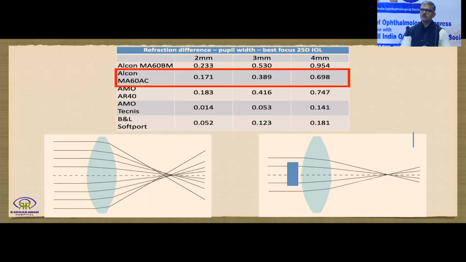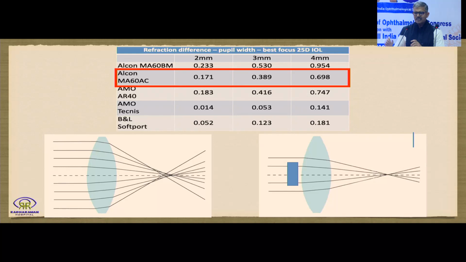And lastly, I'll come to something very interesting. This is a ray-traced formula called the Oculix. Now, the Oculix takes into account the pre-operative pupil. I'll show you something very interesting here. The IOL that has been chosen here is the Alcon. This is an Alcon multi-piece IOL.